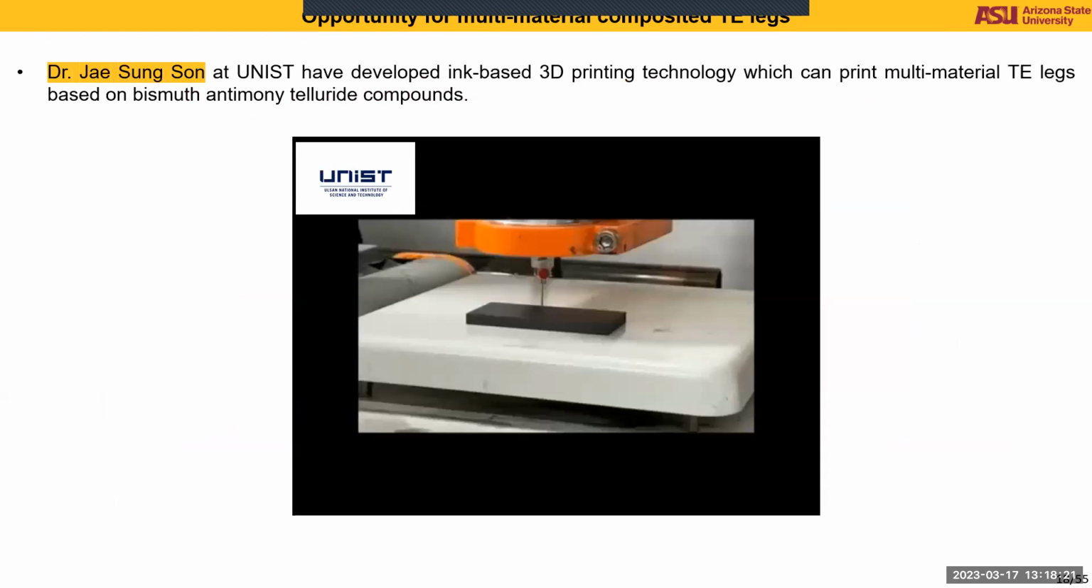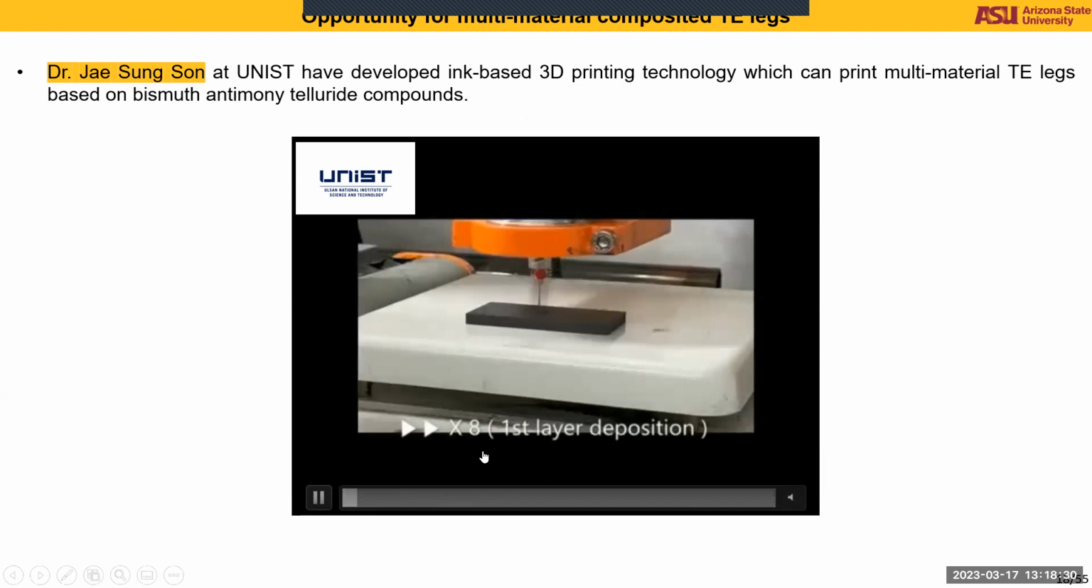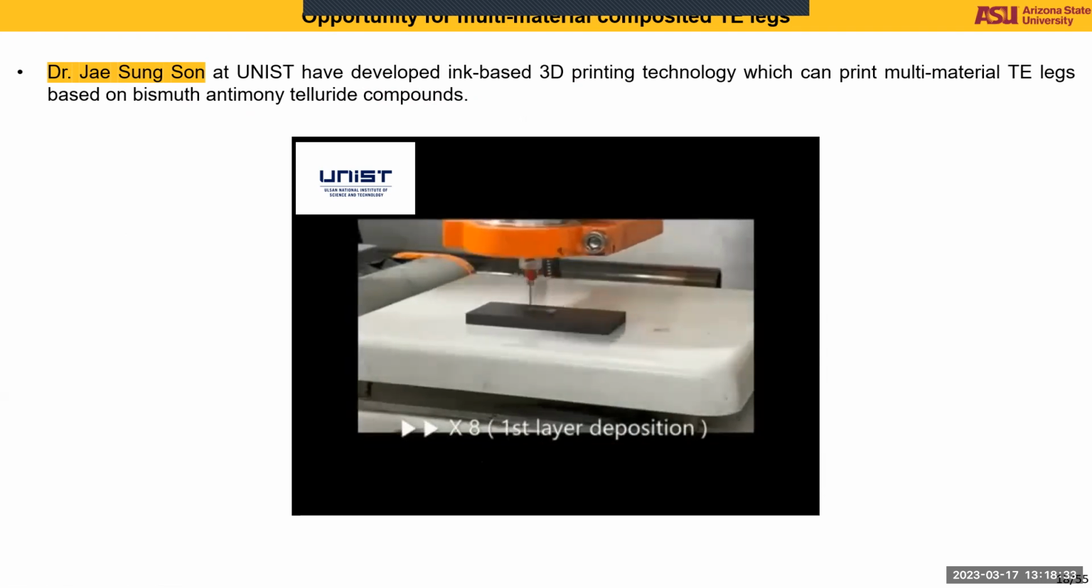So again, Dr. San and colleagues developed another 3D printing method with which they can print segmented TE legs. I will just quickly play the demo. So we start off by depositing the first layer of the first ink. Then we deposit another 10 more layers. We change the ink, we deposit the first layer. And we deposit 9 more layers. We change the ink again, deposit the first layer, and then deposit 9 more layers.